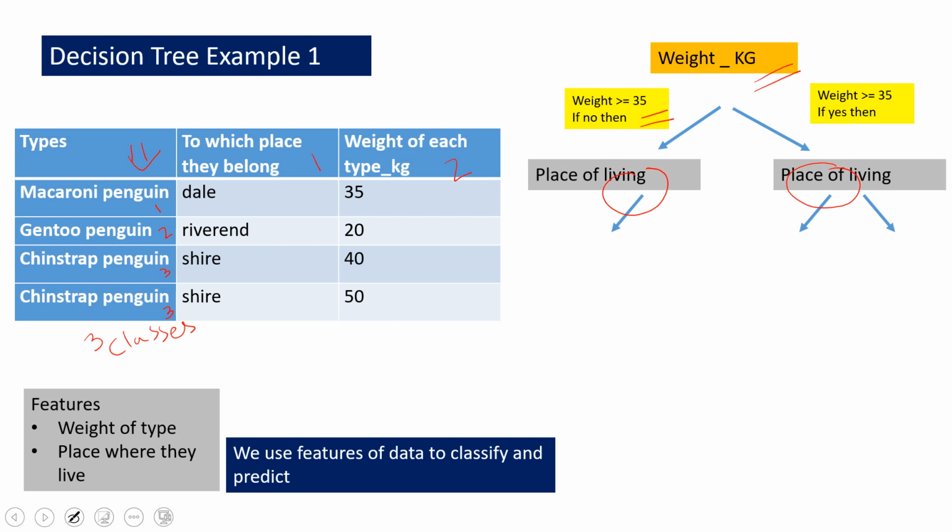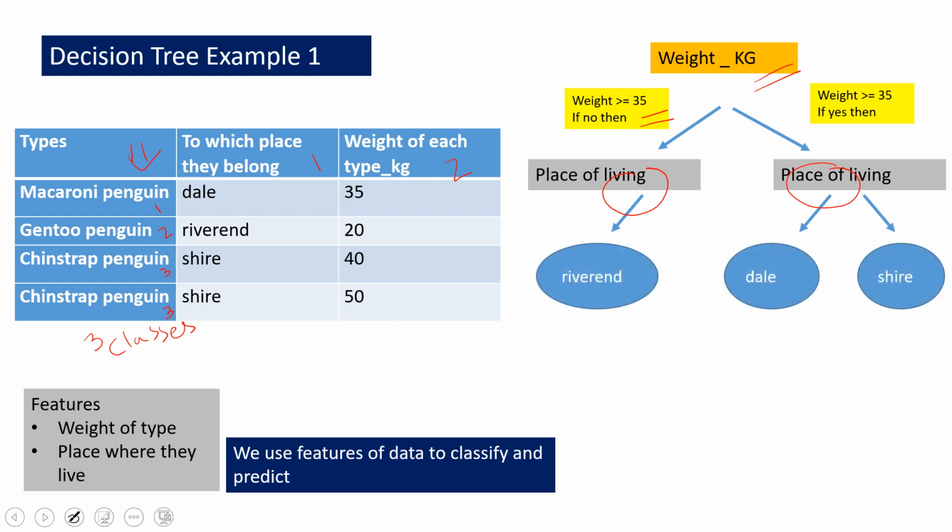Place of living will be defined by these nodes. Okay, so first of all, feature 1, feature 2, we can say F2 was used to classify at this stage. Then F1 was used to classify over here. Now we can see that over here we have river end having fewer votes than Dale. So that's how it all works.